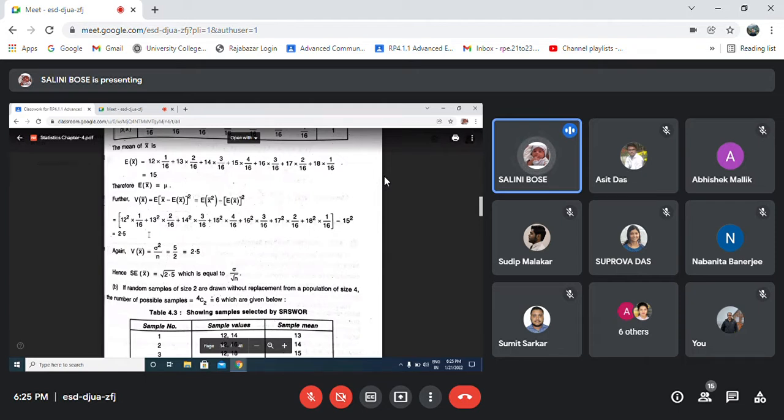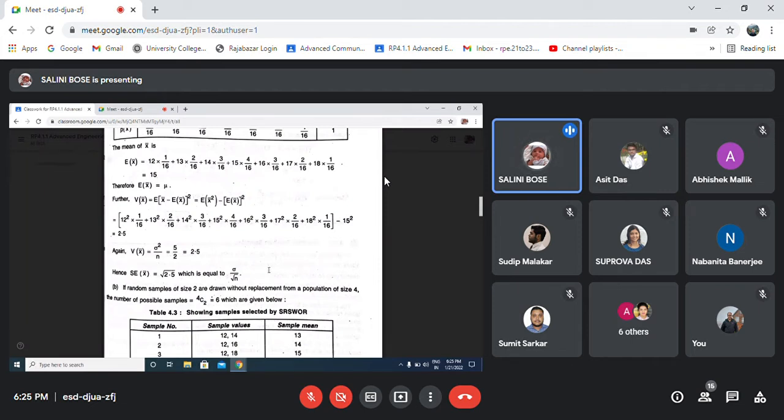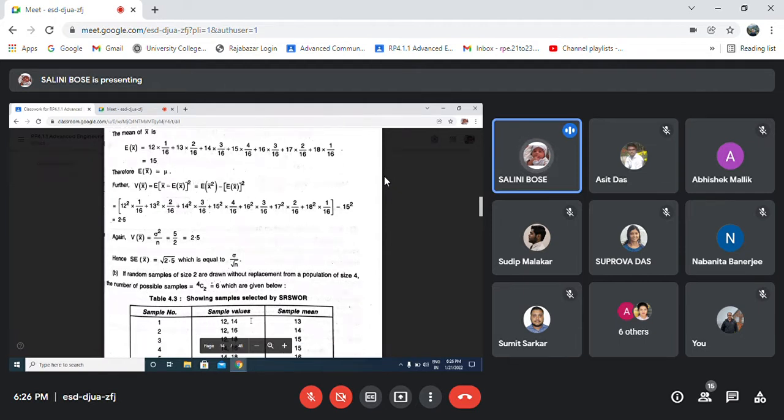We got the same result, and standard error of x bar is equal to root over variance, root over V of x bar. So root over 2.5, which is equal to sigma by root over n. Clear? So this is how we are getting the standard error of x bar for the simple random sampling with replacement. Now the same question is for the simple random sampling without replacement.